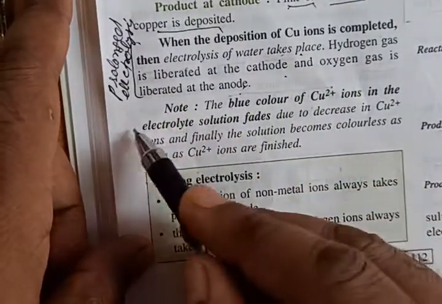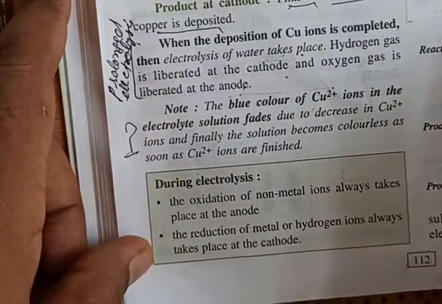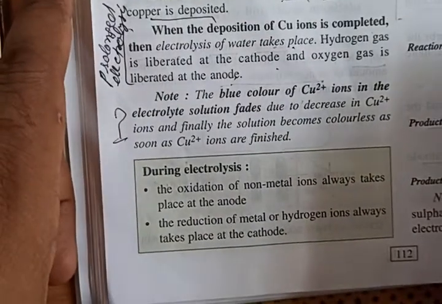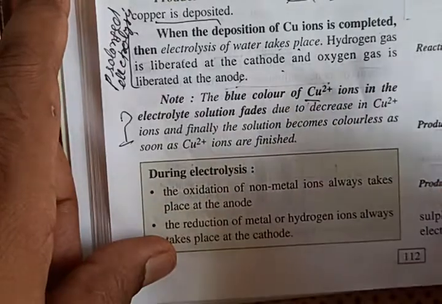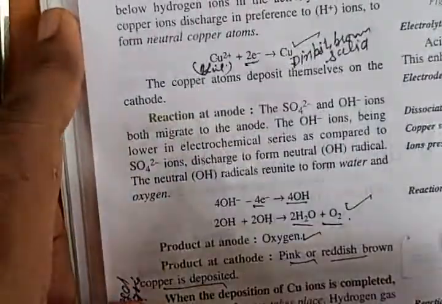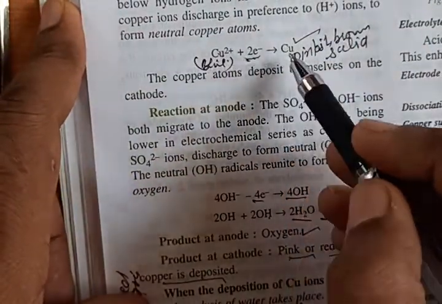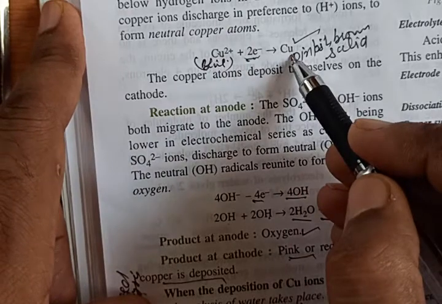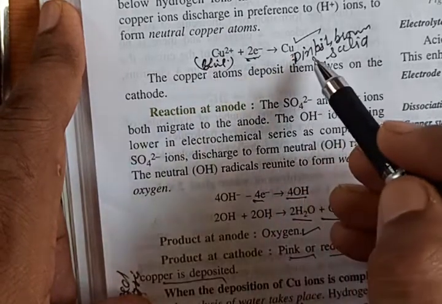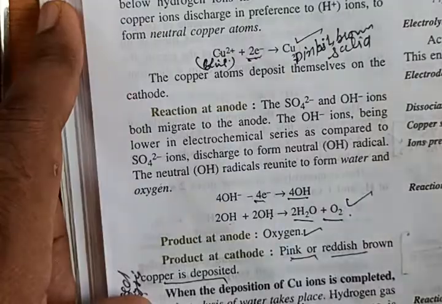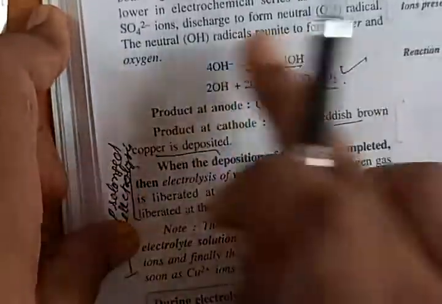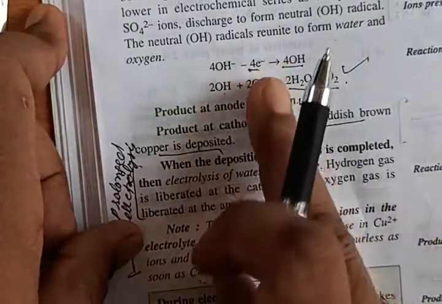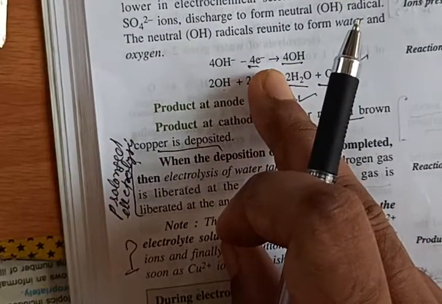Now next is why the blue color of the electrolyte fades away. The electrolyte copper sulphate has a blue color because of the copper ions; copper ions are blue. Now why does this blue color fade away? At the cathode copper ions change into copper metal, so copper ions are decreasing. And at the anode no copper ions enter the electrolyte, because the anode is not made up of copper.